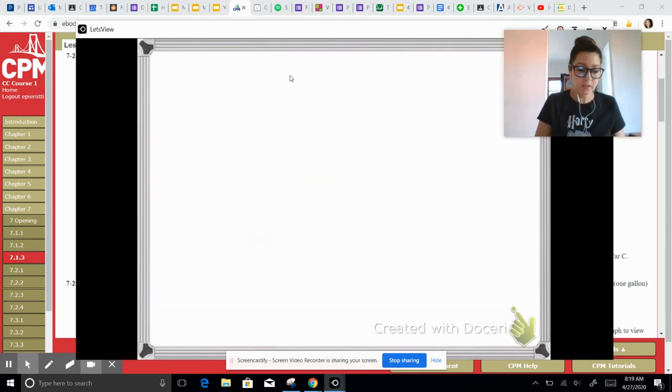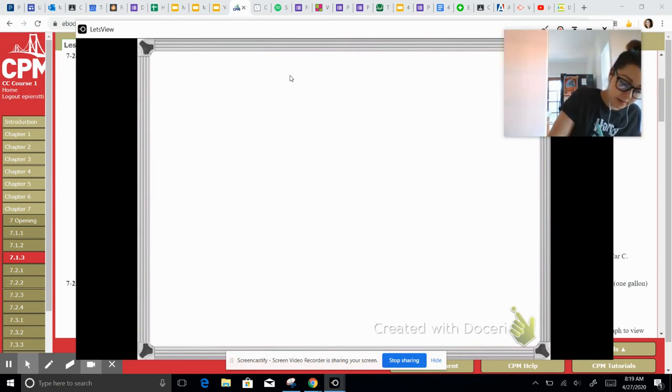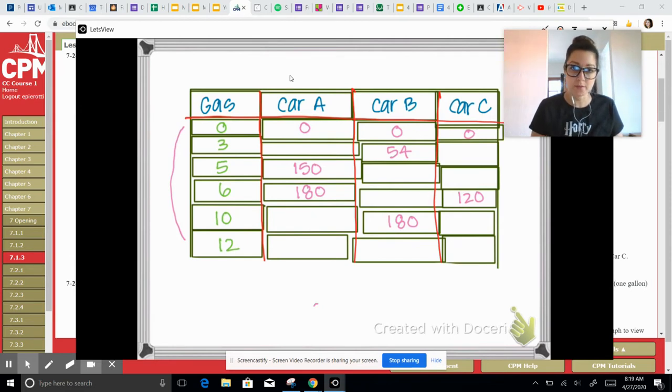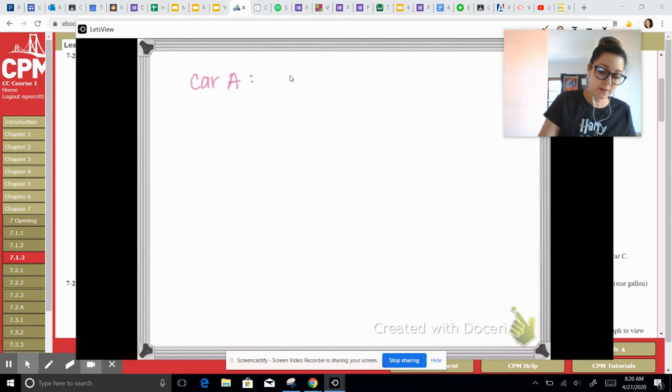So the first car that we're looking at is car A. And I'm going to write down what we know about car A from the table. So looking at car A, now how do I go back to my table? Okay. So car A says that it can take 5 gallons of gas to go 150 miles, and it can take 6 gallons of gas to go 180 miles. So I'm going to use that information to find my unit rate.